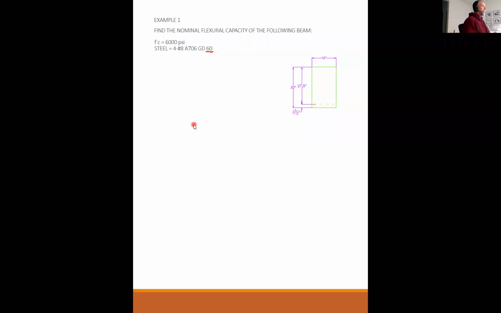And if during this course I do not specify A706 or grade 60 or grade 80 or whatever, if I just say 4 number 8s and I don't say anything after it, please assume we're talking about 60 KSI steel. It is by far still the most common steel out there. So if I forget to tell you, assume 60.